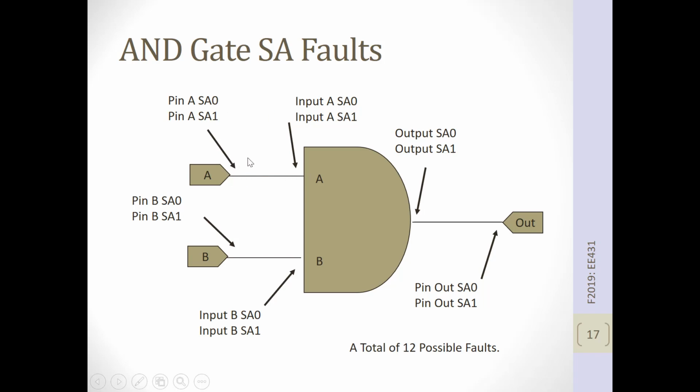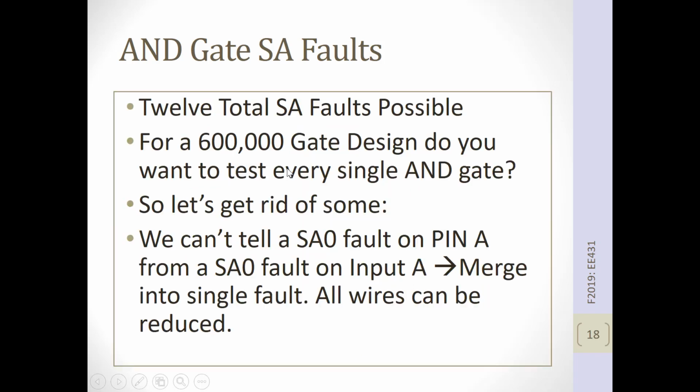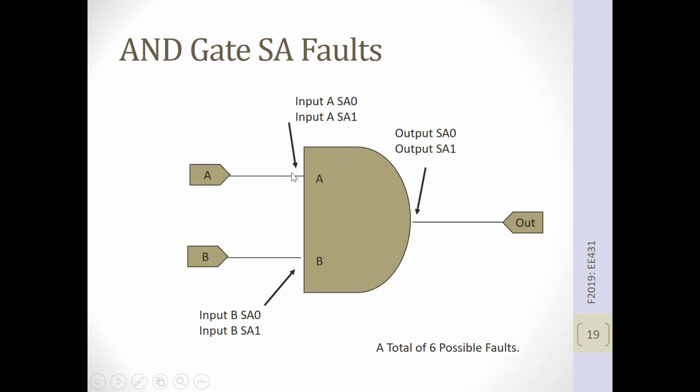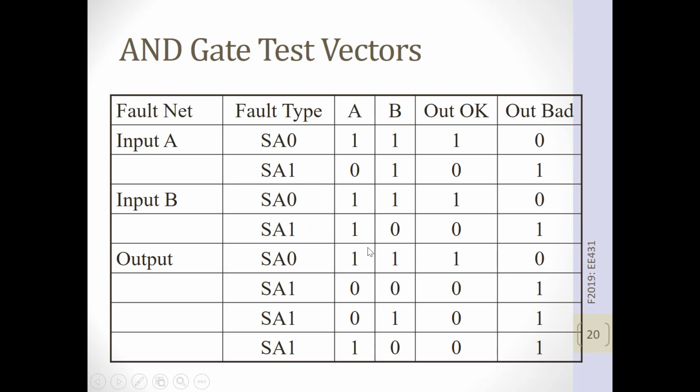So I might as well get rid of any duplicated tests on a wire. That's what I've done here. And we started out with 12, but now we have it down to 6 faults. Right, so let's look at that.